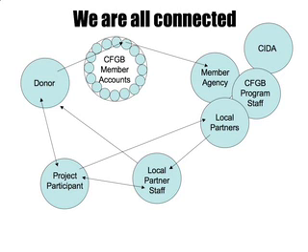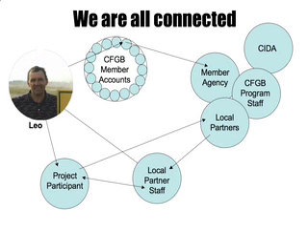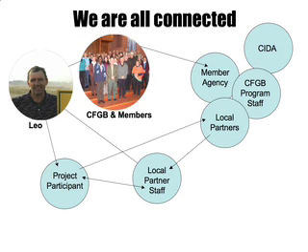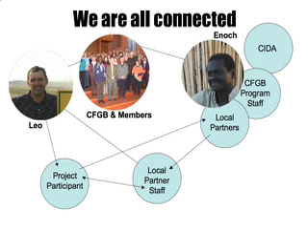Let's start out with the donor. Leo is a longtime supporter of Canadian Foodgrains Bank. He works and supports a growing project in Alberta. Now Leo is particularly interested in Ethiopia, and he supports the Canadian Lutheran World Relief, or CLWR, which is one of our members. CLWR is represented by Enoch, who's their project officer.